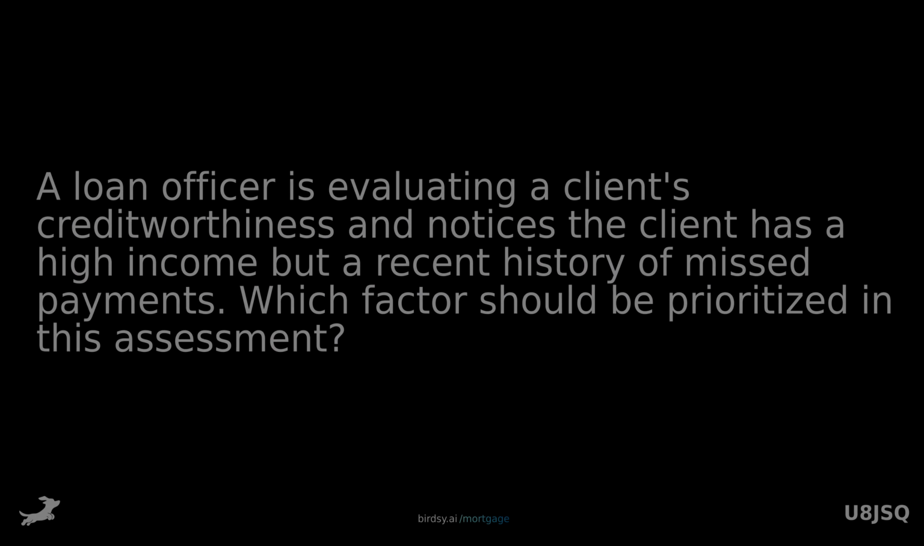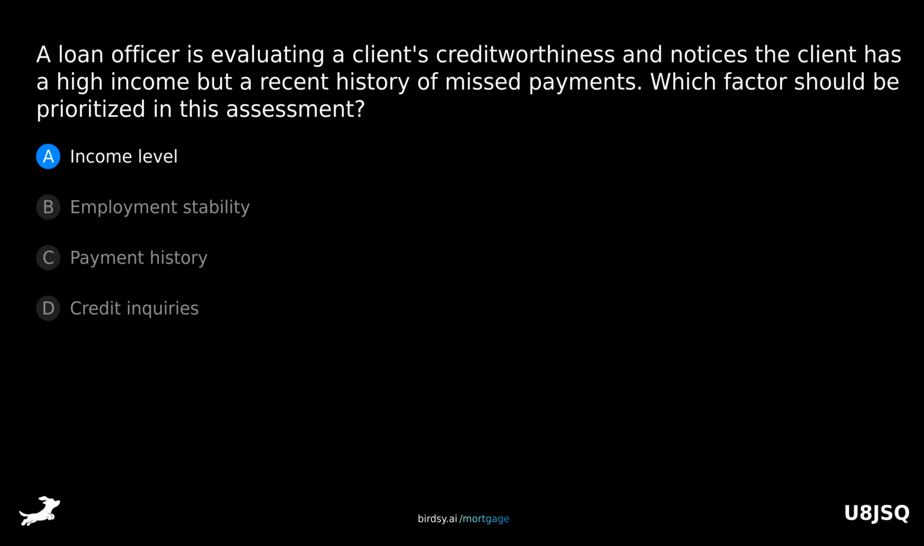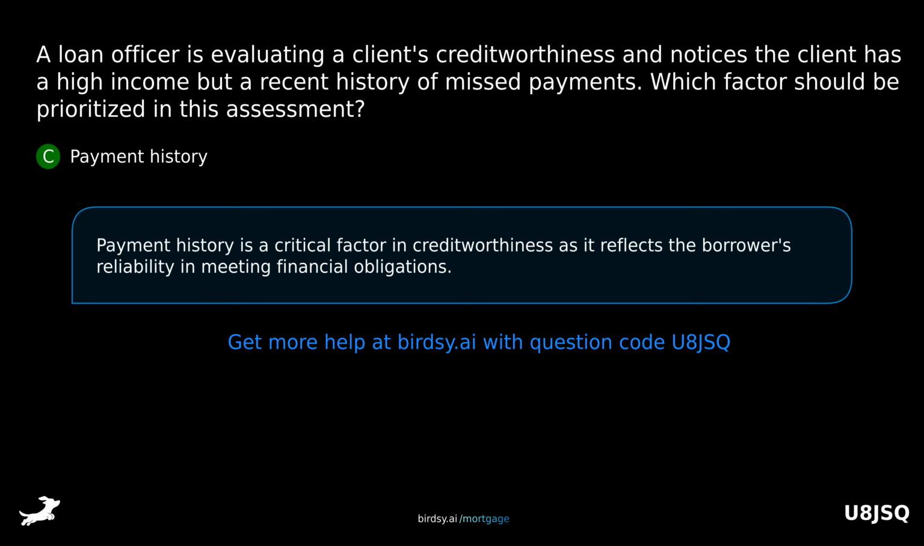A loan officer is evaluating a client's creditworthiness and notices the client has a high income but a recent history of missed payments. Which factor should be prioritized in this assessment? Is it A, income level, B, employment stability, C, payment history, or D, credit inquiries? The answer is C, payment history. Payment history is a critical factor in creditworthiness, as it reflects the borrower's reliability in meeting financial obligations.